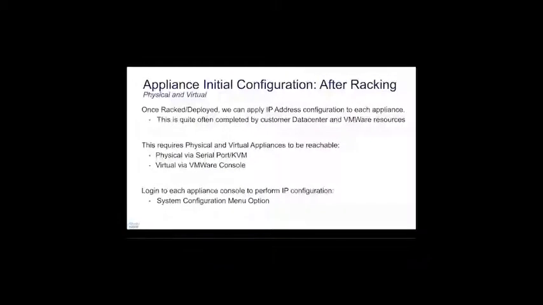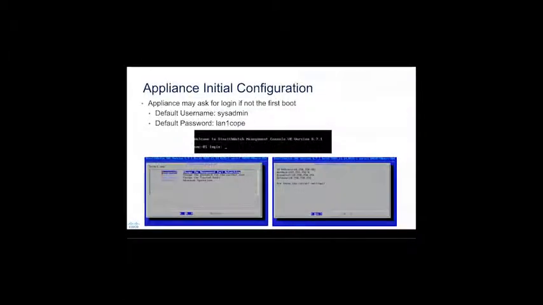Now, once the appliances have been racked, or if the virtual machine has been deployed, we can then get the IP address on it, right? So again, get the KVM connected. For the virtual machines, use the VMware console. Via KVM or the VMware console, you're going to get to the console interface on the physical or virtual appliance, and you're going to get into the systems configuration menu option, and this is what that looks like here.